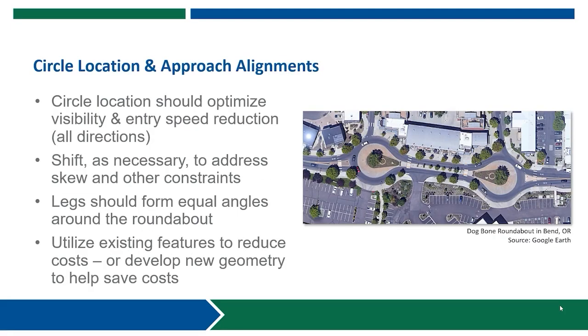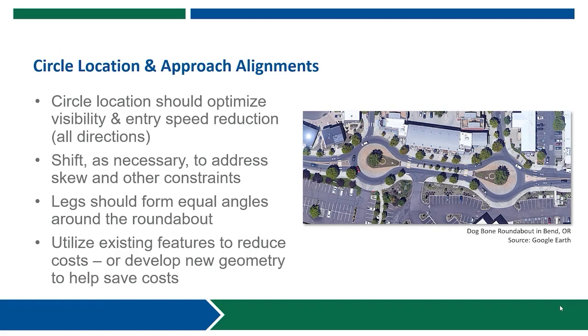Once the design vehicle has been determined, the next step is to consider where the circle should be and to determine approach alignments. Before we look at examples, consider these rules of thumb related to circle location and approach alignments. The circle location should optimize visibility and low entry speeds for every approach. You may need to shift the circle to address skew or other constraints. The legs should form equal angles around the roundabout whenever possible, and try to utilize existing features to reduce costs or develop new geometry to help save costs.